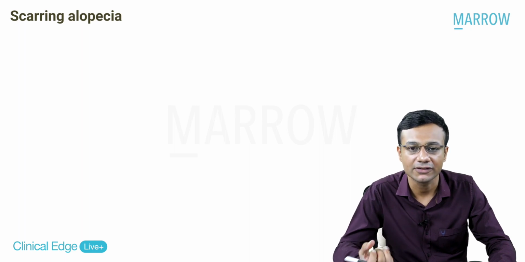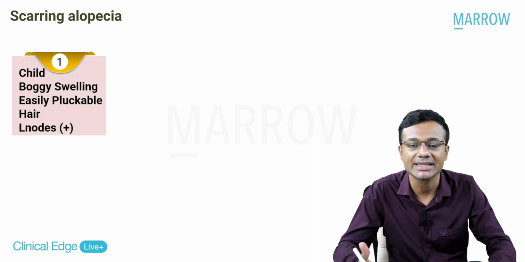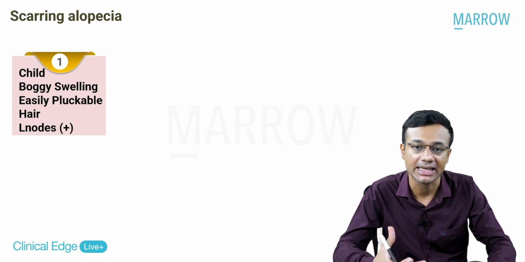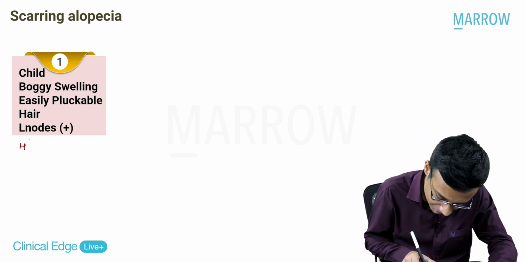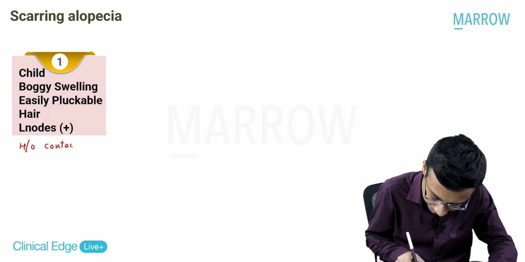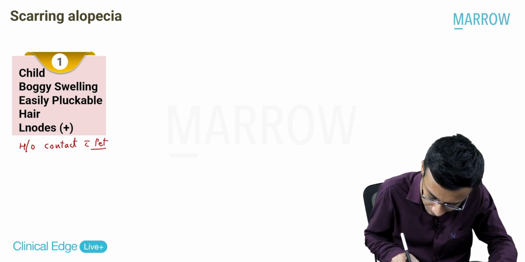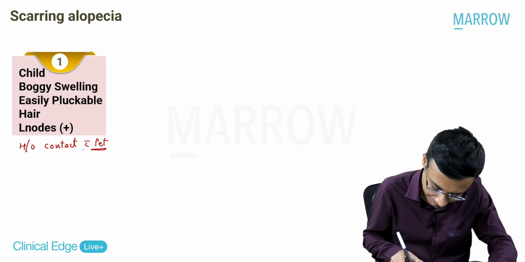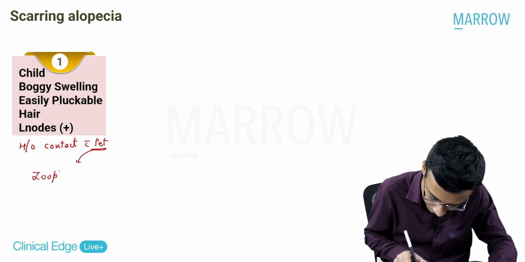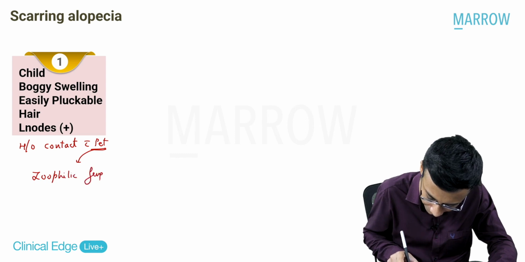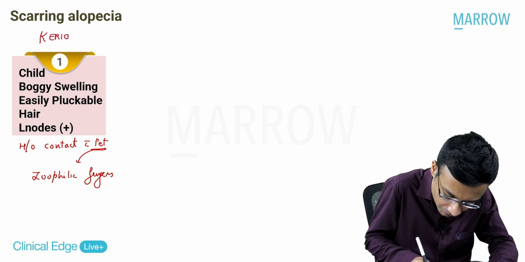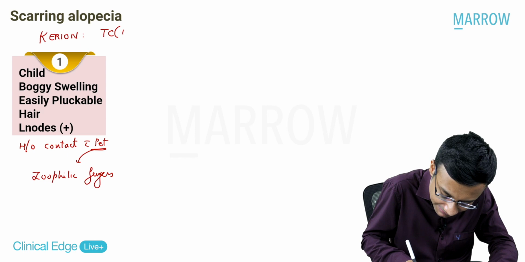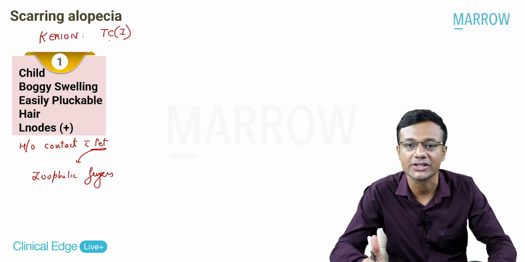Now under scarring alopecia, the first condition, the question is going to come like this in the exam, students. A child presents with a boggy scalp swelling, easily pluckable hair, and regional lymph nodes are enlarged. Sometimes in the exam, they may also say there's history of contact with a pet. Why do they mention the pet in the question? Because the pet is going to tell you zoophilic fungus. And the correct answer for this question is going to be Kerion. Kerion is a type of Tinea capitis, inflammatory type. So this is the first differential diagnosis.